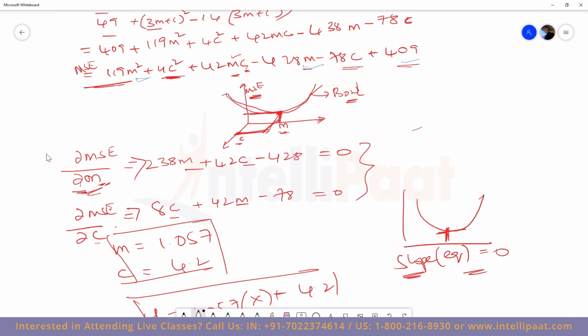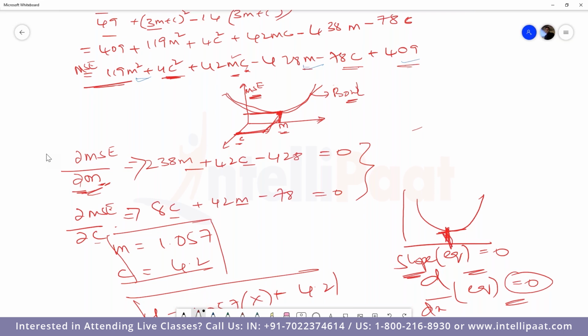But to compute the slope of the equation, how do I compute it? One way is to differentiate that particular equation, right? When you differentiate an equation, you get the slope of that equation at a particular point. So you do a d by dx or d by dy of that equation and you equate it to 0. When you equate it to 0, what you're saying is I am trying to solve for a point where the slope is 0.